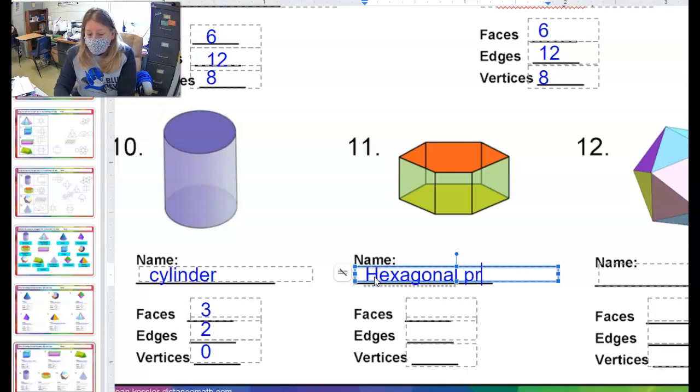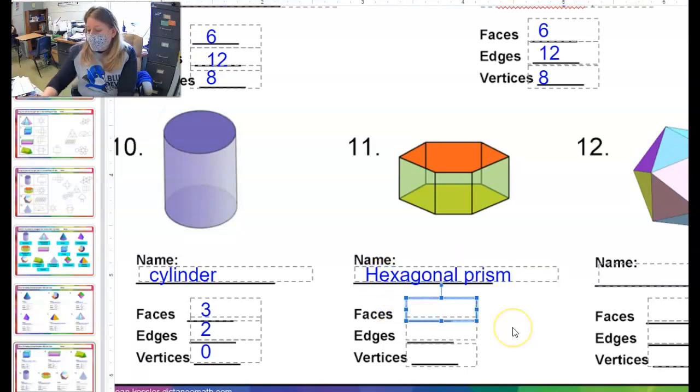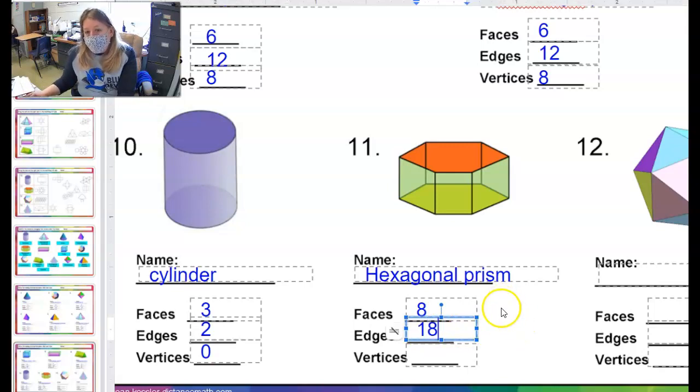11 is a hexagonal prism. It has 8 faces, 18 edges, and 12 vertices.